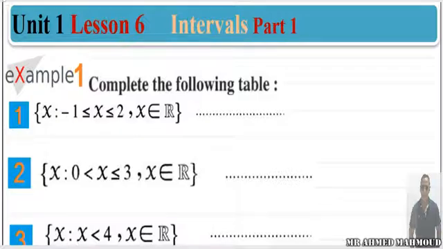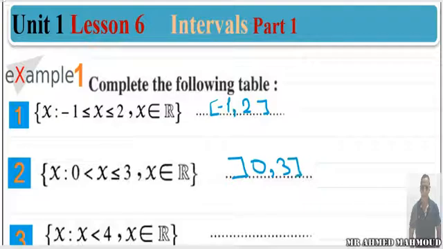First, because we have an equal sign here, we are going to make this a closed interval from both directions like this. I'm going to write negative 1 to the left and 2 to the right. The next one, X is greater than 0. We don't have an equal sign here, so I have an open bracket like this, and I will write 0. X is smaller than or equal to 3, then 3 is closed like this.